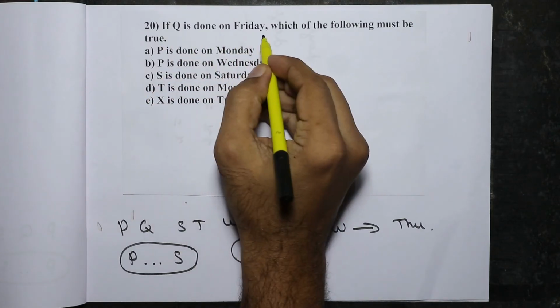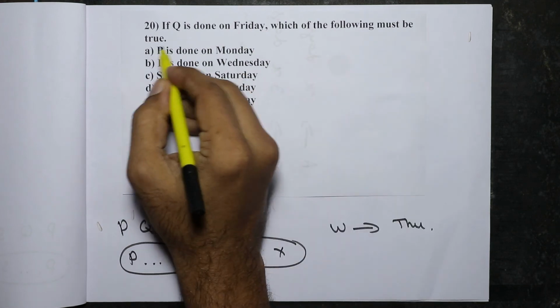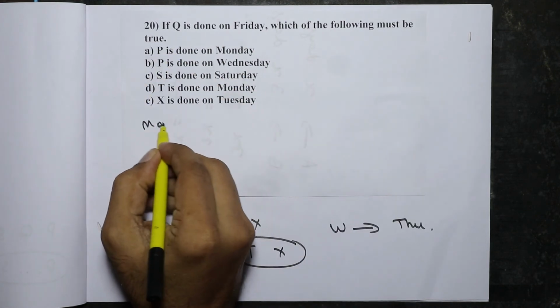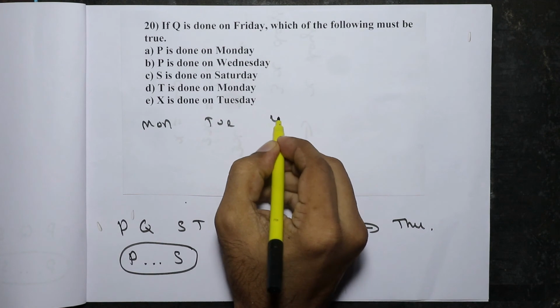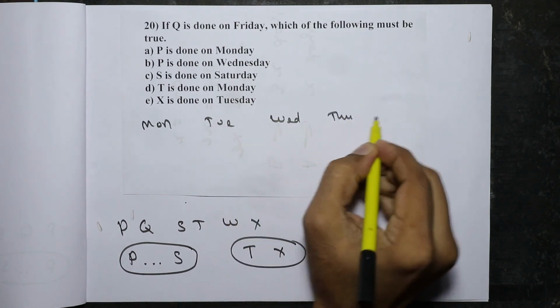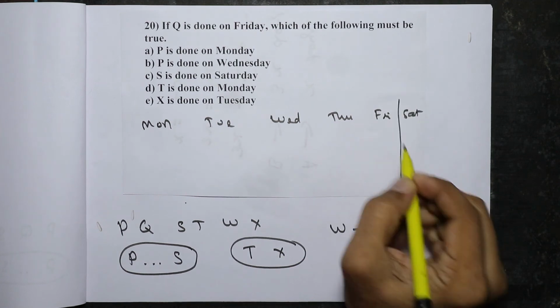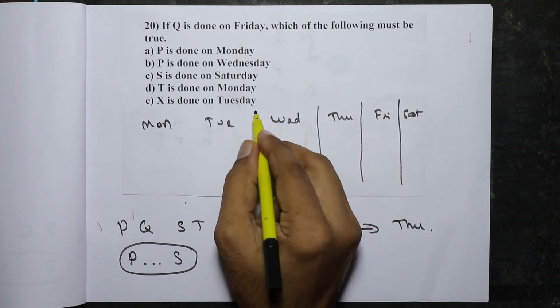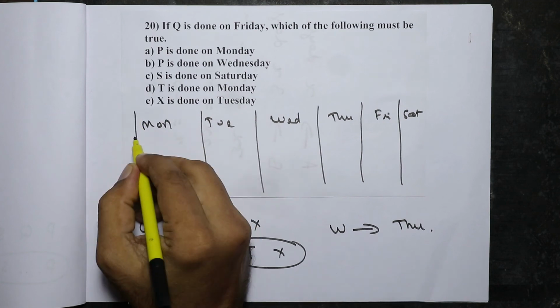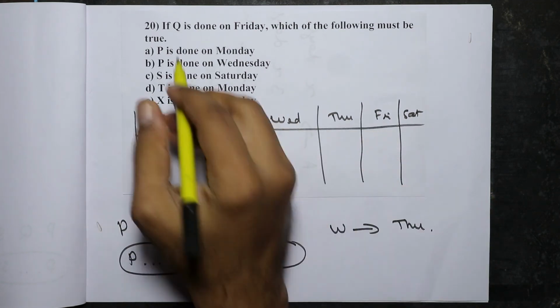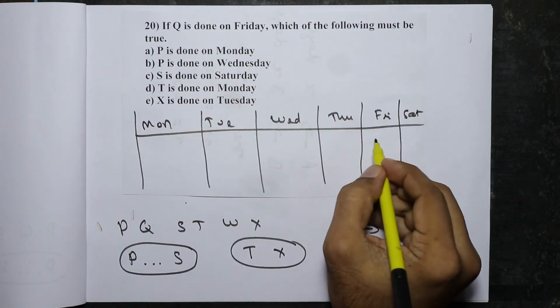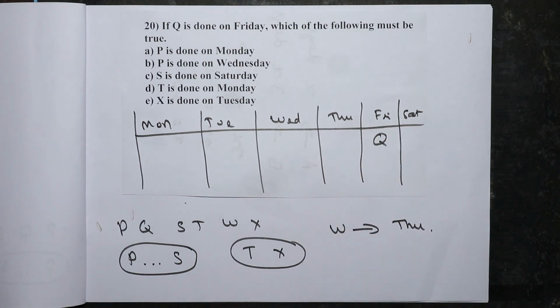If Q is done on Friday, which of the following must be true? You have Monday, Tuesday, Wednesday like this, and finally Saturday. Q is done on Friday and we also know that W should be done on Thursday.